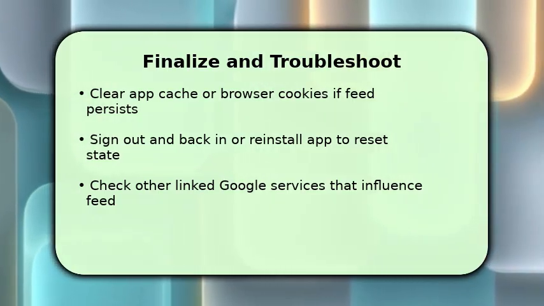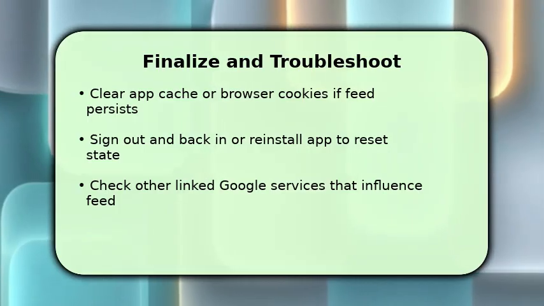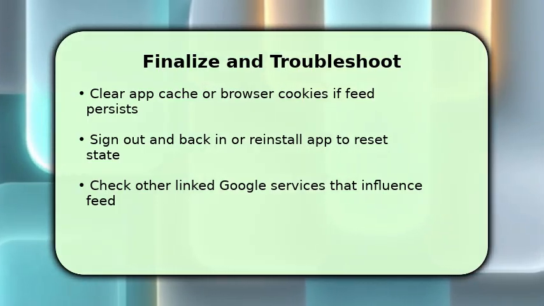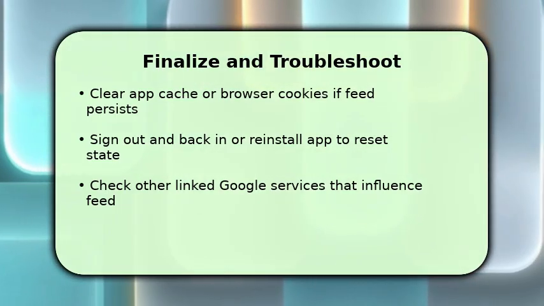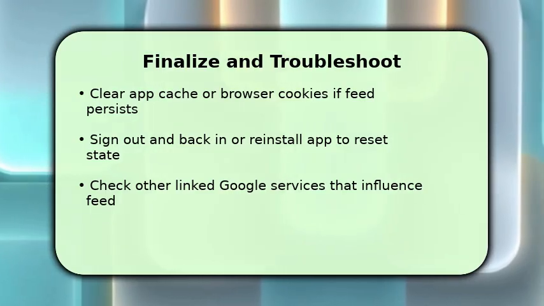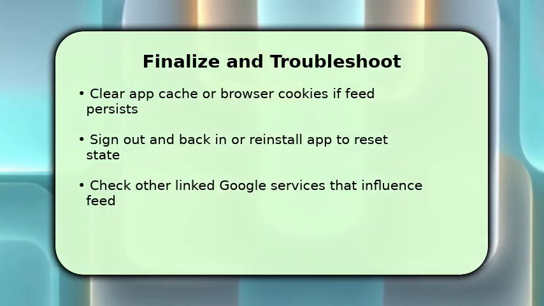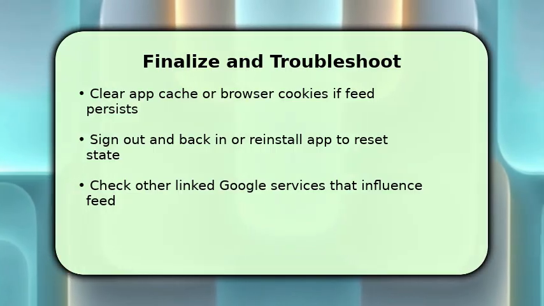If problems remain, check linked services such as Google Discover or account-level activity controls, since they can repopulate the feed. One troubleshooting tip: toggling the same setting off and on often forces a sync that resolves stubborn items.